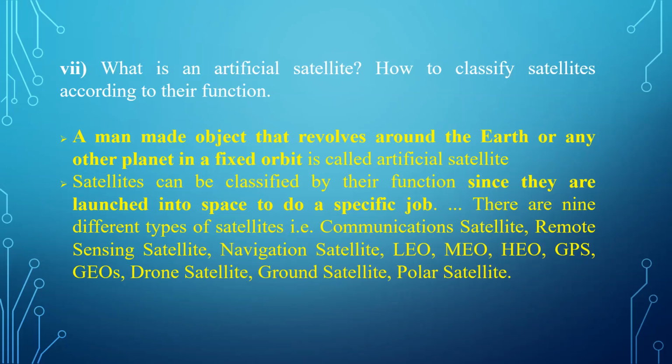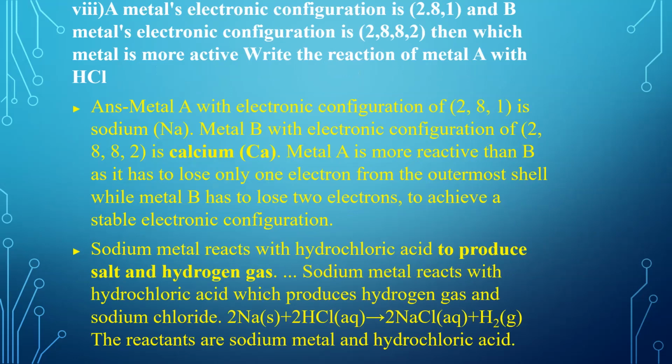Now we are going to see the next, 8th question. A metal's electronic configuration is 2, 8, 1 and B metal's electronic configuration is 2, 8, 8, 2. Then which metal is more active? Write the reaction of metal A with HCl. Okay, very simple and very easy.